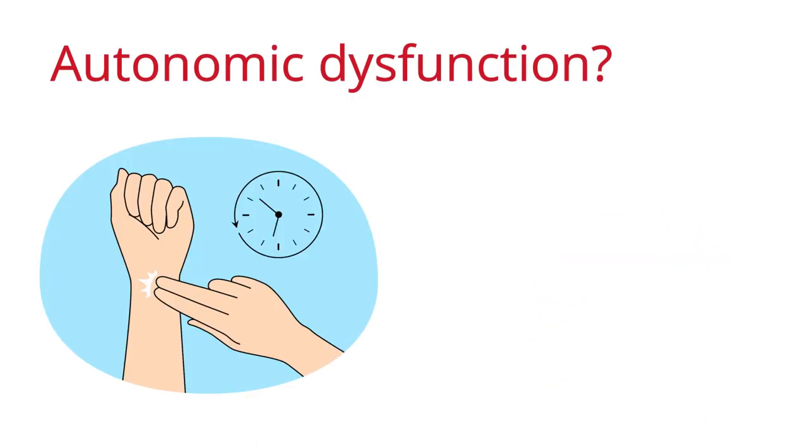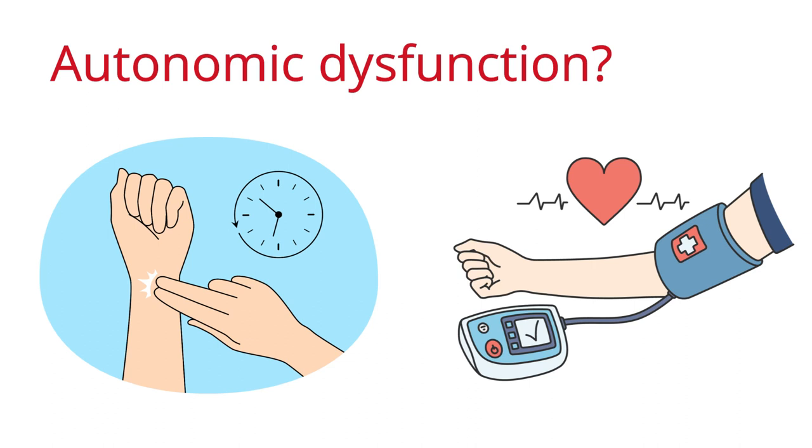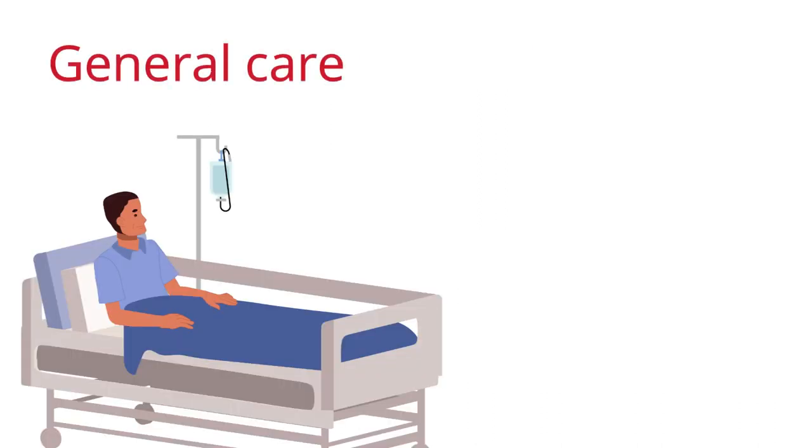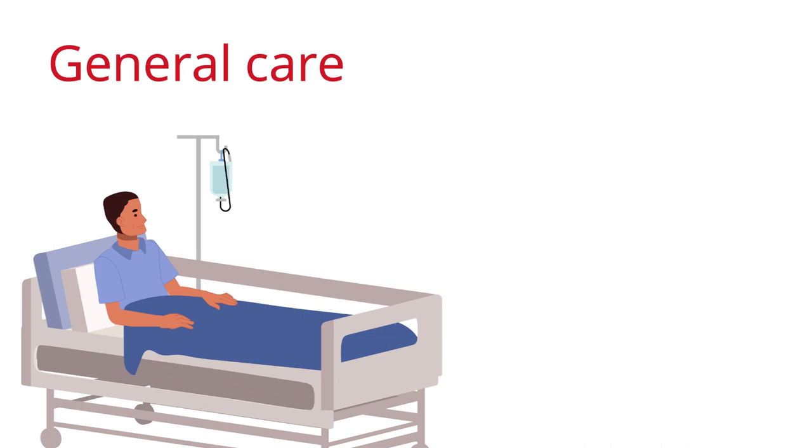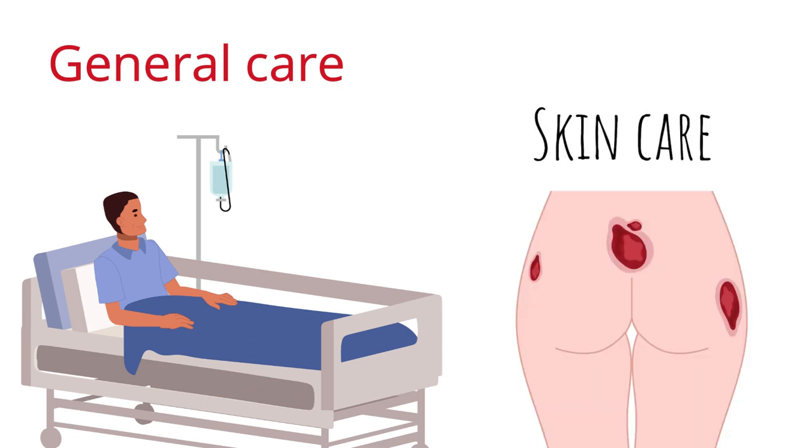When we're thinking about autonomic dysfunction, we can monitor their pulse rate and blood pressure. So if they have an autonomic fluctuation, those patients must be admitted to the ICU. When we are talking about general care, most of these patients are bedridden. So we have to think about bladder and bowel care, skin care, and prevent decubitus ulcers.